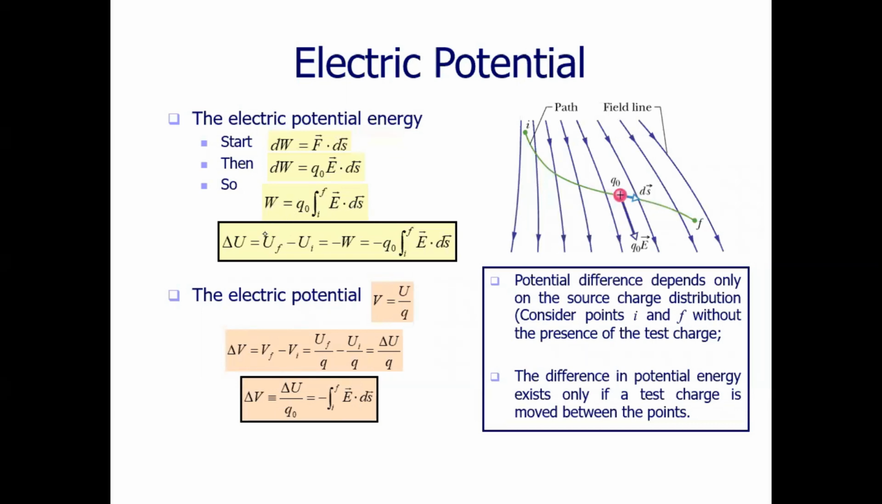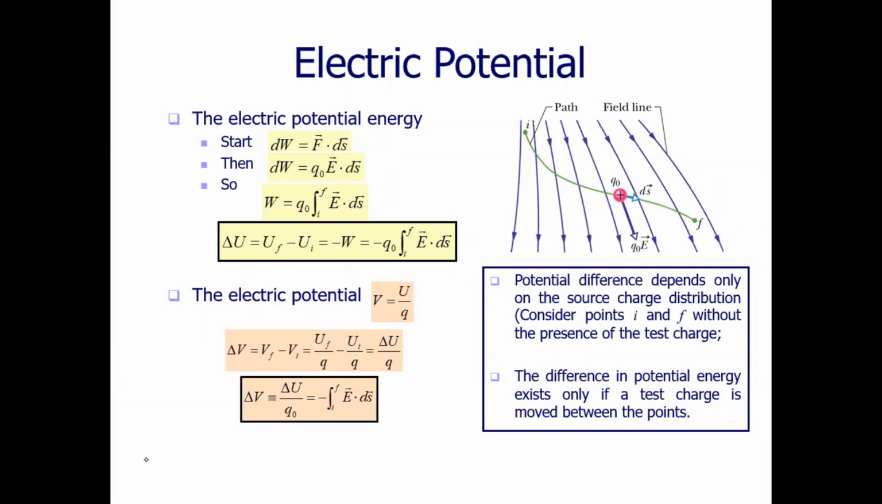Now remember what we said, the work that is done by the electric field must be equal to the negative of the potential energy that is stored. So what does it mean? It means that the potential energy must just be equal to the negative of the work that we have found there, and then it should be given by negative Q naught times the integral from the initial position to the final position of the dot product of E and ds. So this expression here will be very, very important for us to remember.